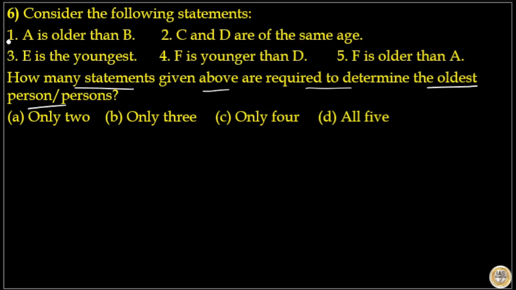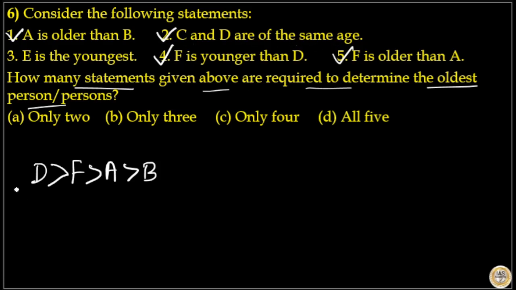Here, the first statement says A is older than B. So, I used the first statement. Then, A and B are related in which statements? In the fifth statement, A is related. So, I will take the fifth statement. F is older than A. Now, FAB, which one is related in FAB? The fourth statement is related to F. F is younger than D. That means D is greater than F. Now, which is related to DFAB? Here, D is related in the second statement. So, I will use the second statement.